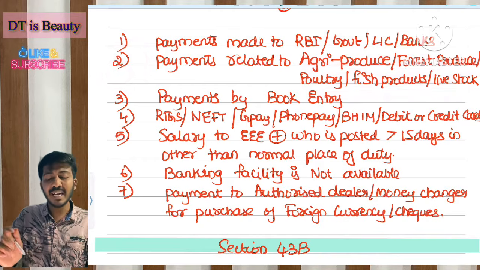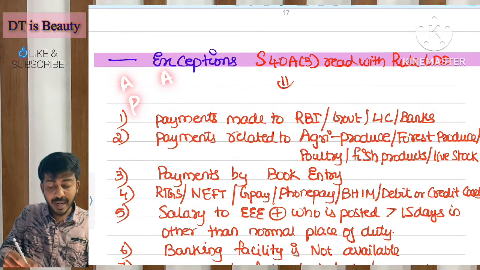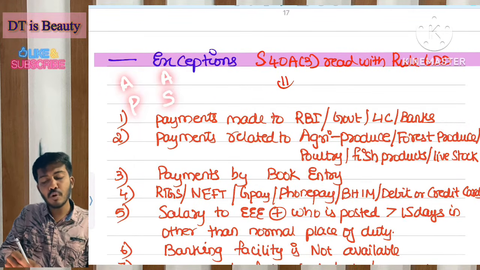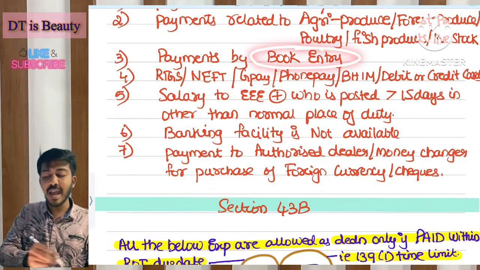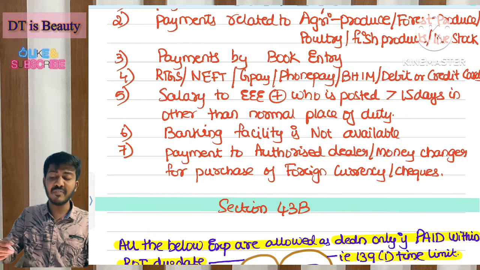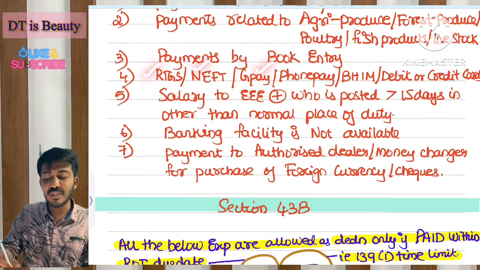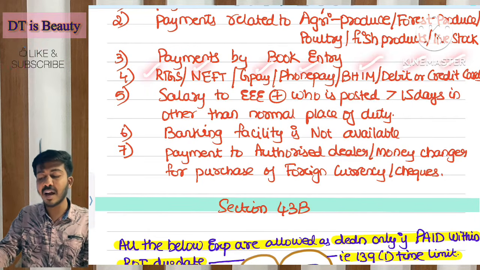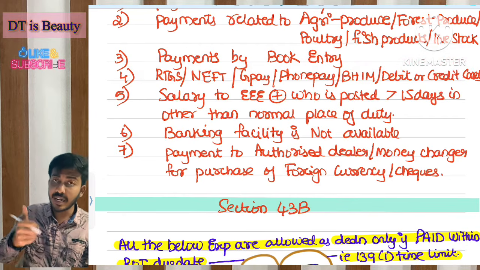And I am not making any payment. I have purchased from A and I have also sold to A. I will net off all these transactions without making any payment. So with any book entry where I have adjusted anything, there is no cash limit even if it is greater than 10,000. If I'm making payment via RTGS, NEFT, GPay, PhonePe, BHIM, debit card, credit card, more than 10,000, it is allowed, it is not cash. Correct? It is allowed.